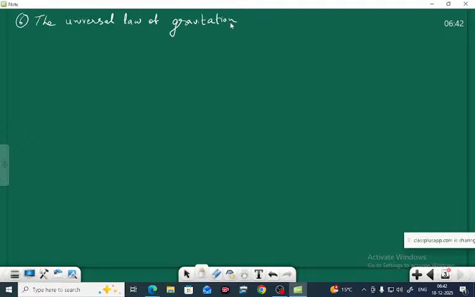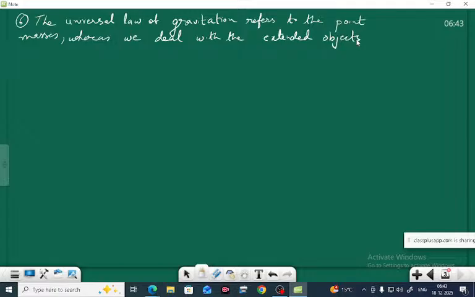Universal law of gravitation refers to the point masses, whereas we deal with the extended objects which have finite size. So you can see here that the universal law of gravitation refers to the point masses, whereas we deal with extended objects which have finite size.